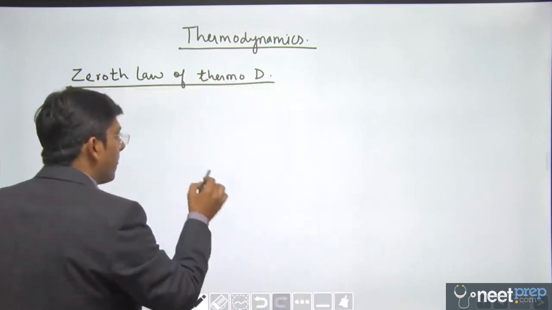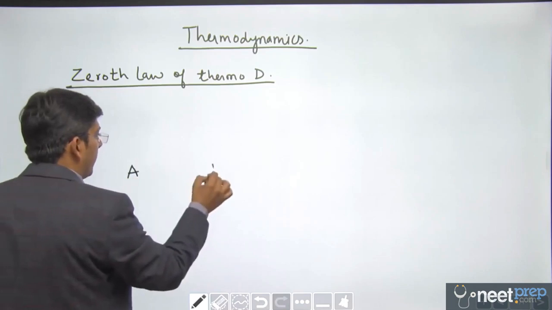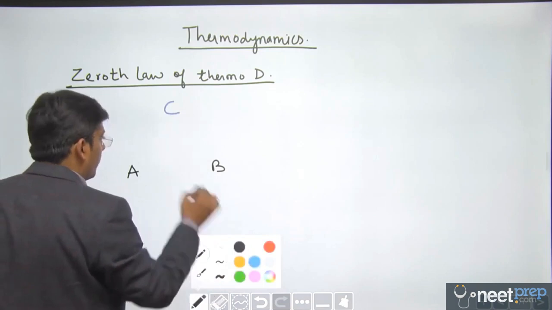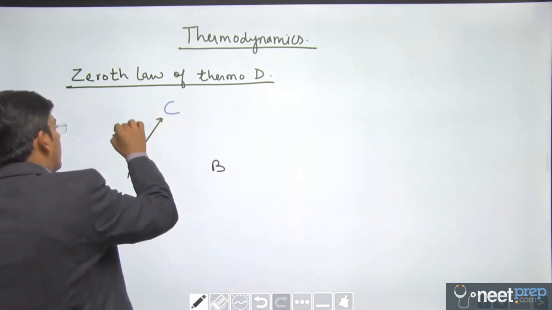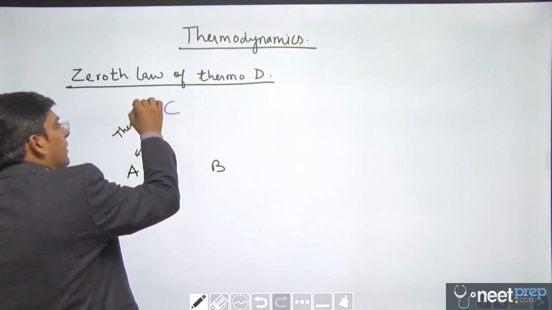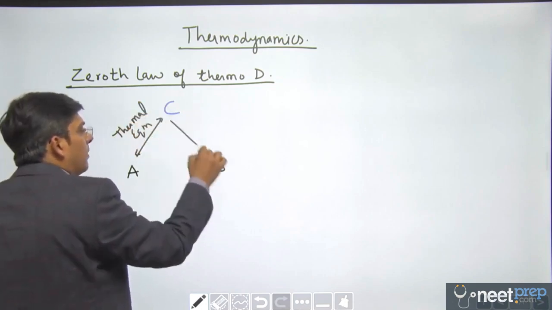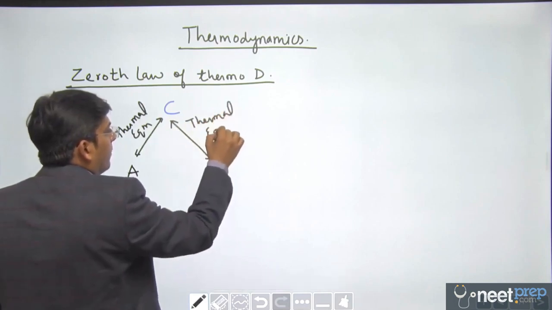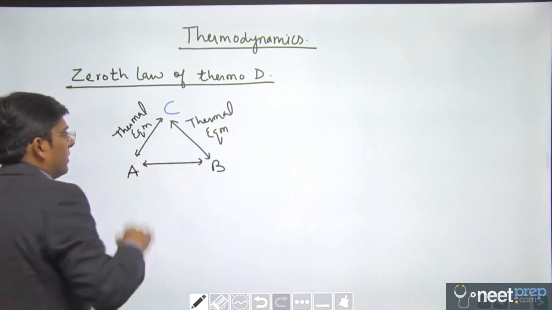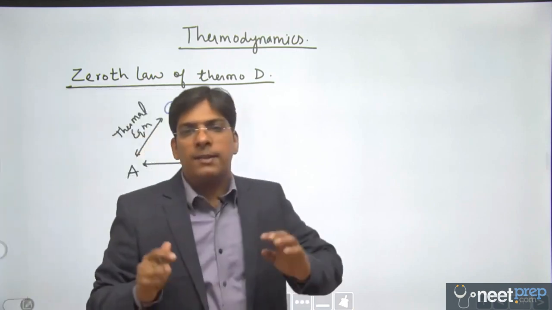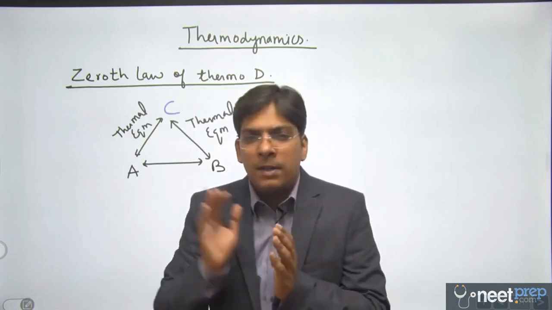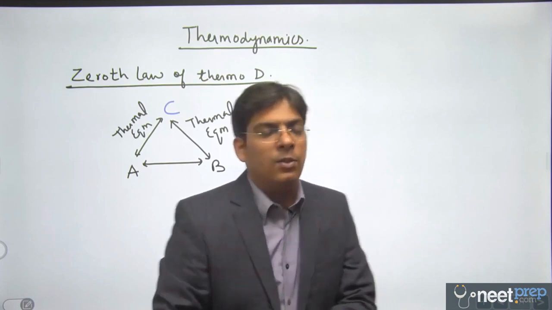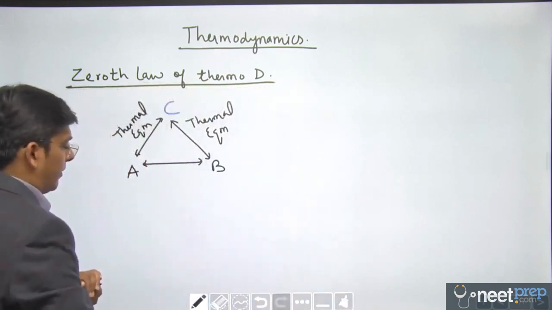So it says that when there are two bodies A and B, and they are separately in thermal equilibrium with a third body C, that is, A is in thermal equilibrium with C, and B is in thermal equilibrium with C, then A and B are in thermal equilibrium with each other. So two bodies A and B, if they are separately in thermal equilibrium with some other body C, then they have to be in thermal equilibrium with each other, okay? This was all about zeroth law of thermodynamics, right?